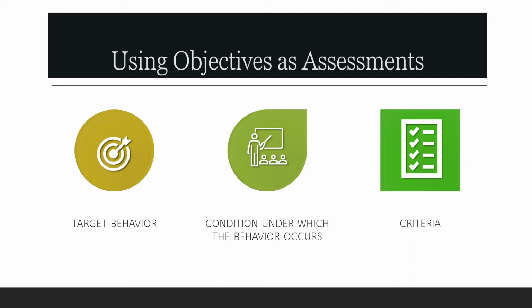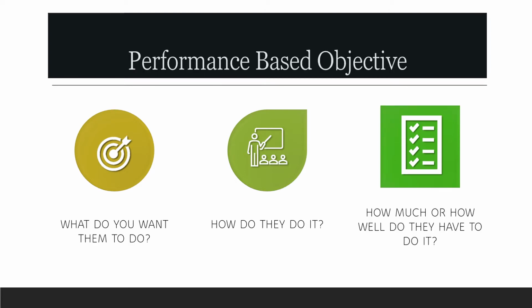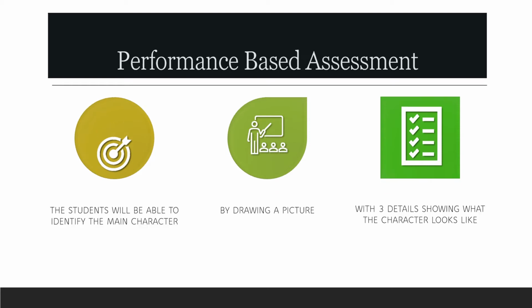So remember, the 3-part objective has the target behavior, the condition under which the behavior occurs, and the criteria for success. When you've created that, that becomes your assessment. So for example, you're going to think about what do you want them to do, how do they do it, and how much or how well do they have to do it. Here's an example of what that looks like.